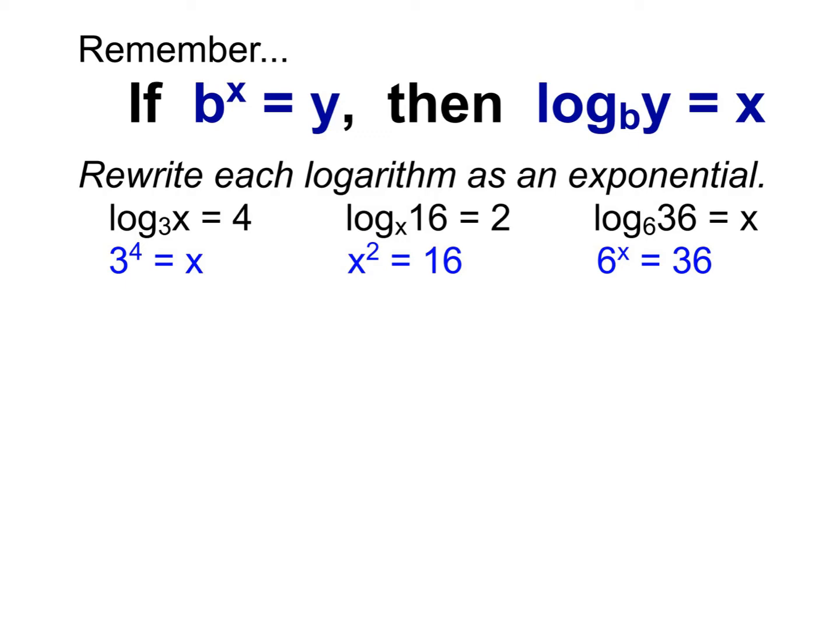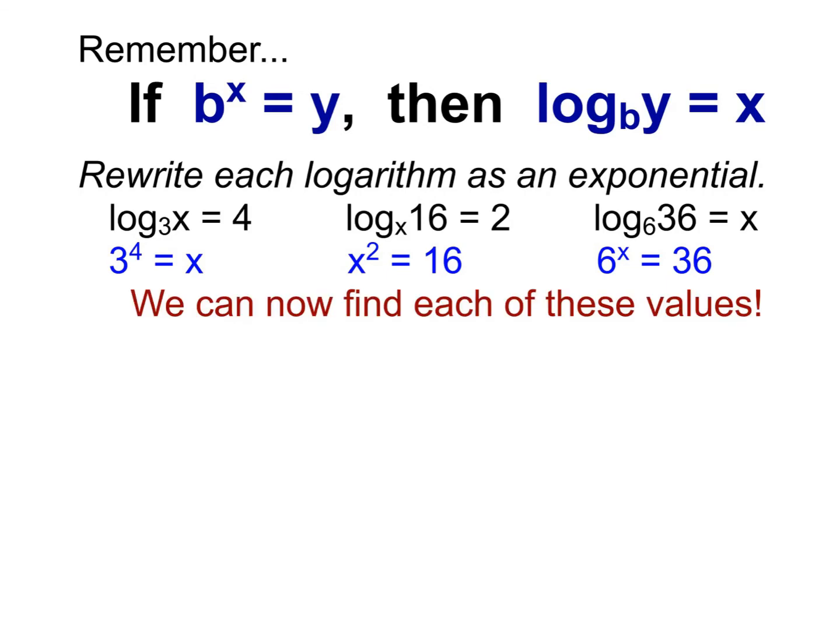Now, I'm going to take you a few steps further, because each of these are actually ones that we could solve and figure out what x is. So I just want to take a moment here and actually look at how would we find each of these values for x. All right, first step, the 3 to the 4th equals x.